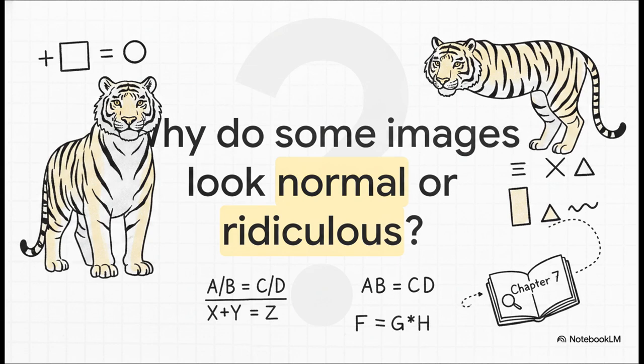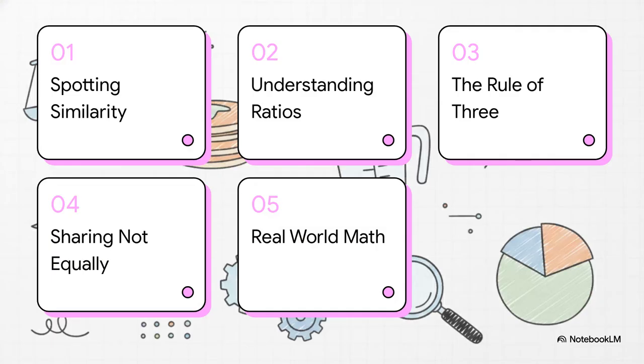So it really all boils down to this core question: why do some resized images look perfectly normal while others look completely ridiculous? The short answer is that your eyes are basically performing complex algebraic comparisons constantly, without you even realizing it. When the numbers align, the world looks right. When they don't, well, we get a squishy tiger. Today, we're taking that intuitive visual logic and translating it directly into the formalized mathematics of Chapter 7. Okay, let's dive into this.